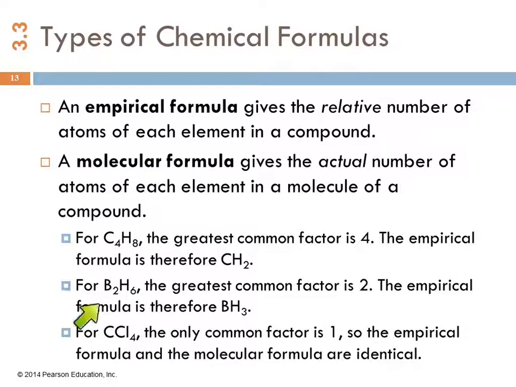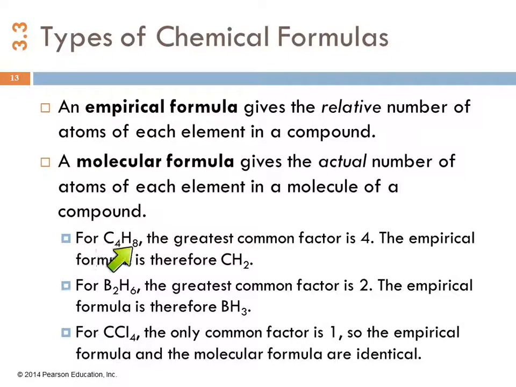For B2H6, that's the molecular formula. We can reduce 2 to 6, it would become 1 to 3. And so the empirical formula is this. For carbon tetrachloride, CCl4, the common factor is 1, and so the ratio is still the same. Sometimes the molecular formula and the empirical formula are the same.